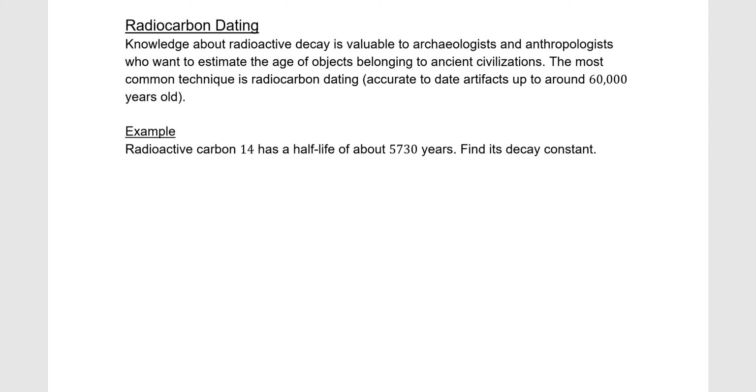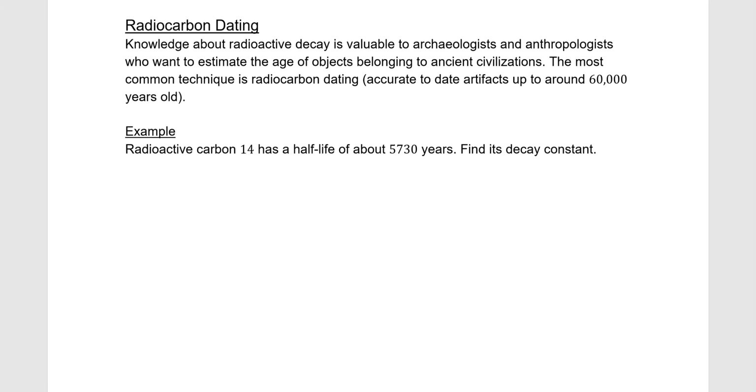So another example of radioactive decay is radiocarbon dating, or just carbon dating. This is something that I'm sure we've heard of. It's useful in trying to date artifacts that are up to around 60,000 years old. Carbon dating is essentially just radioactive decay of carbon, and we can do this using the mathematical techniques that we've just been doing in this section. So let's see this example. We know that radioactive carbon-14 has a half-life of about 5,730 years. We want to find its decay constant.